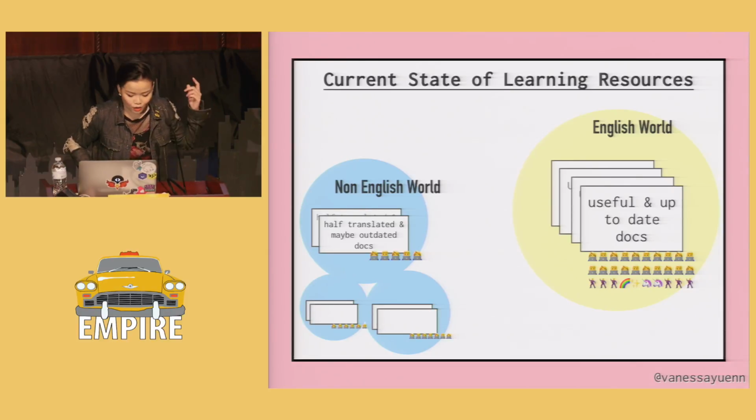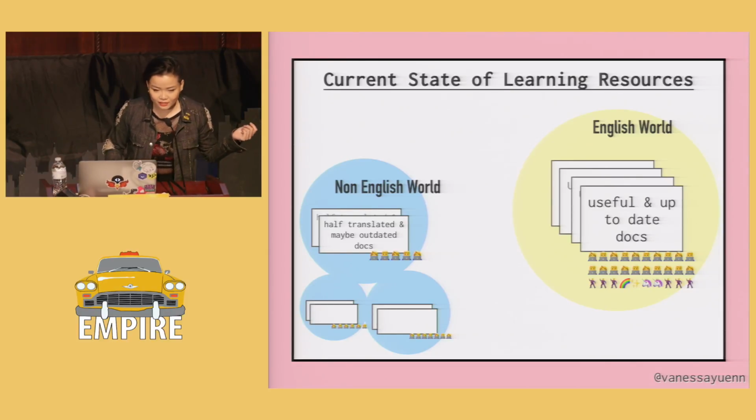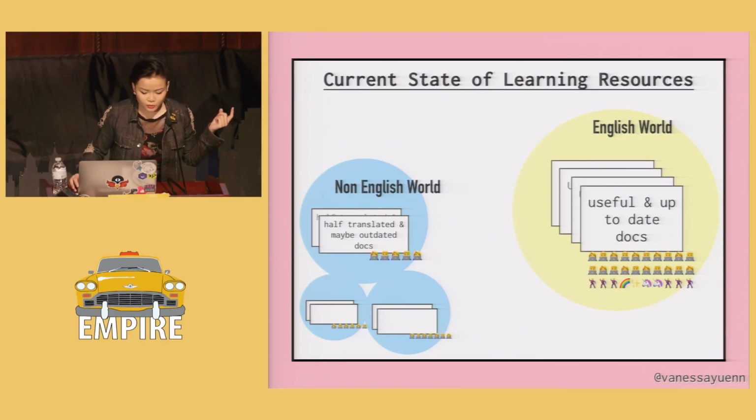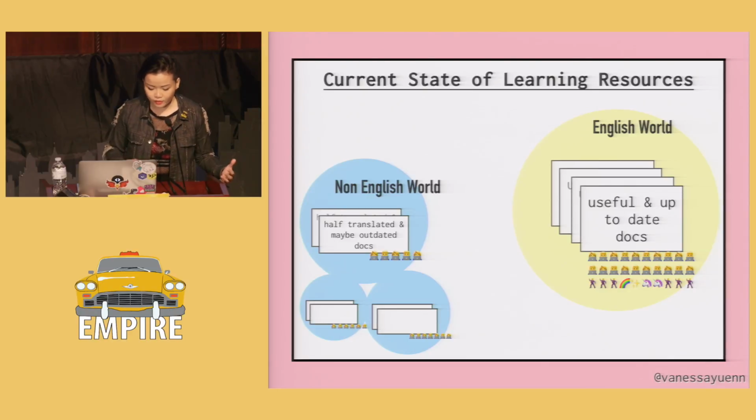And now look at this non-English world. You get these half-translated, probably out-of-date, kind of sad documentation, and smaller, not very active communities. The problem with this ecosystem is that these worlds are completely separated. If you do the learning in your own language, you can't take what you learn outside of that world.